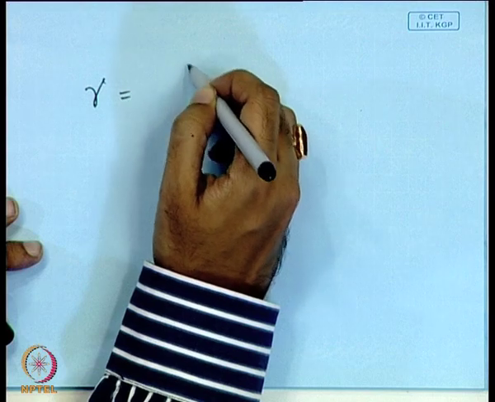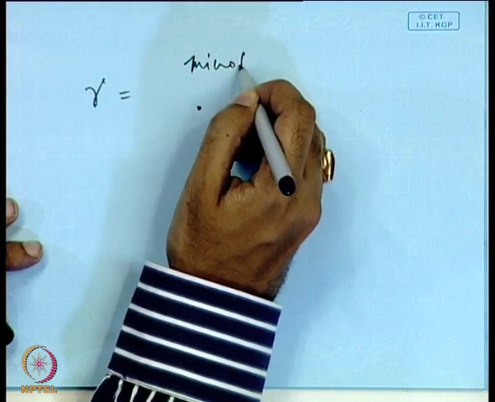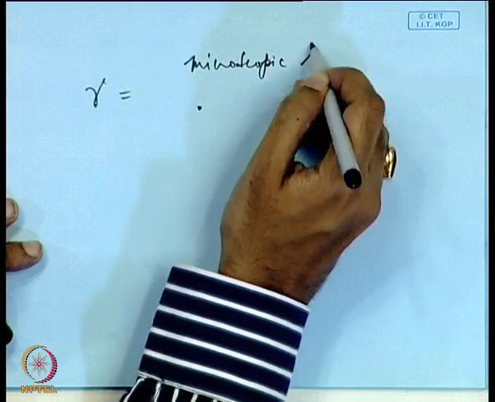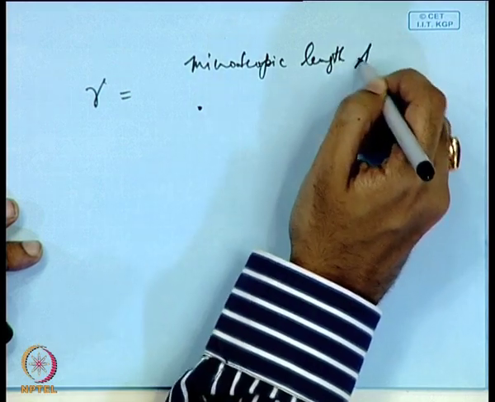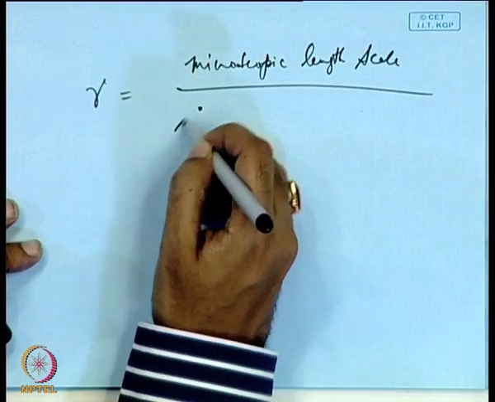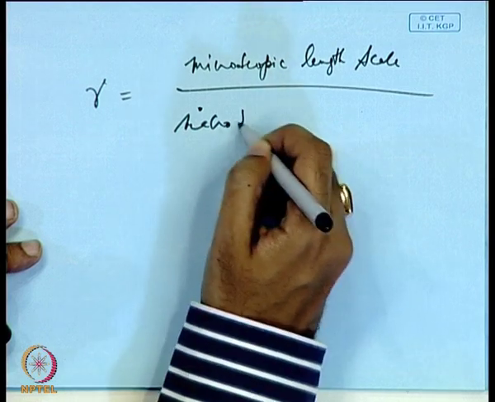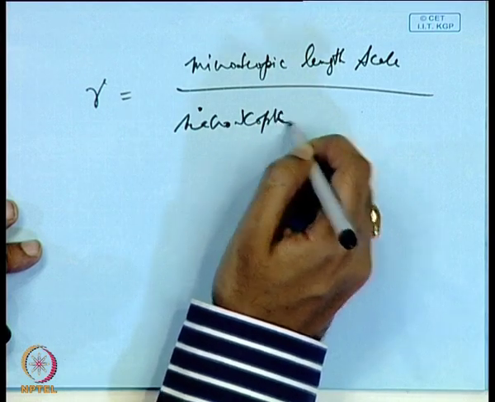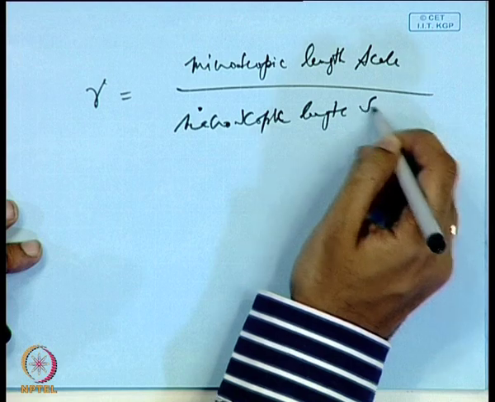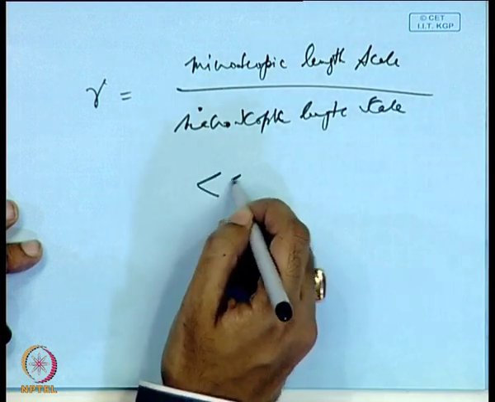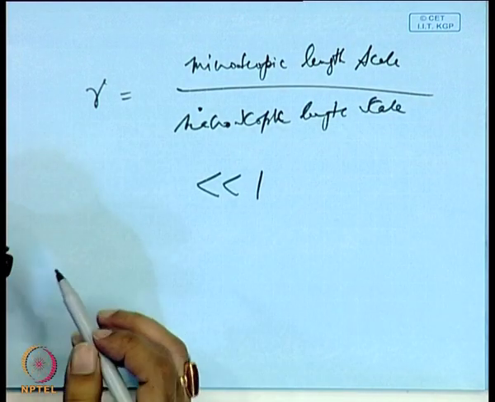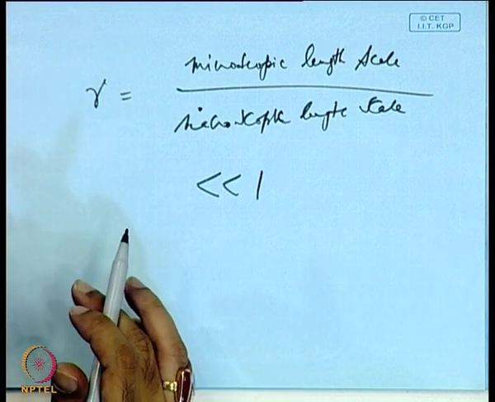So, is a microscopic length scale versus macroscopic length scale. If this is much smaller than 1, then you assume, so this is your criteria typically, you assume that it is macroscopically uniform.